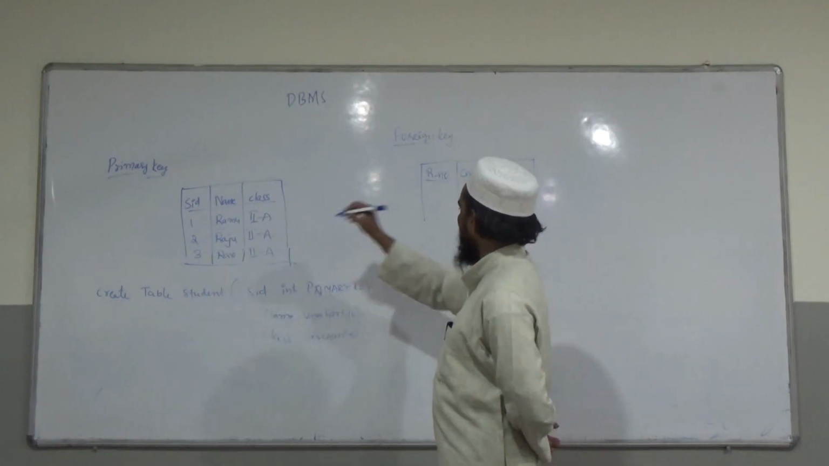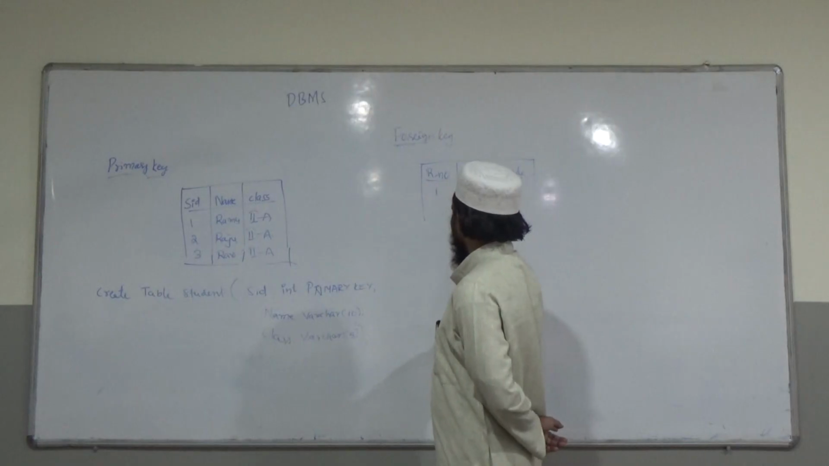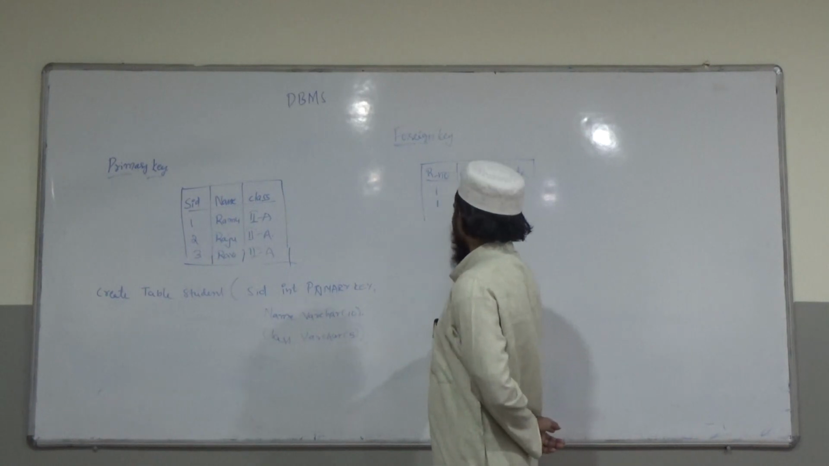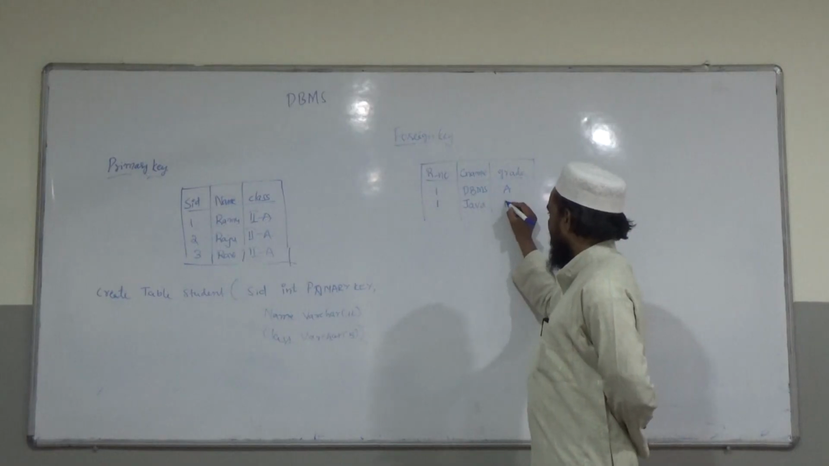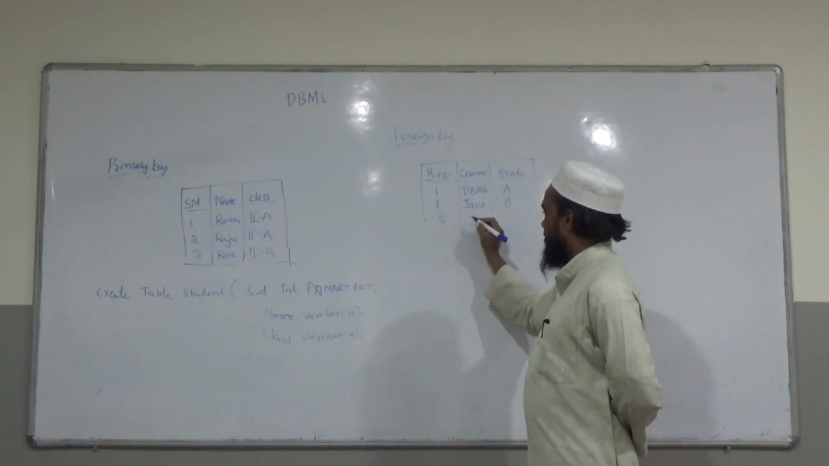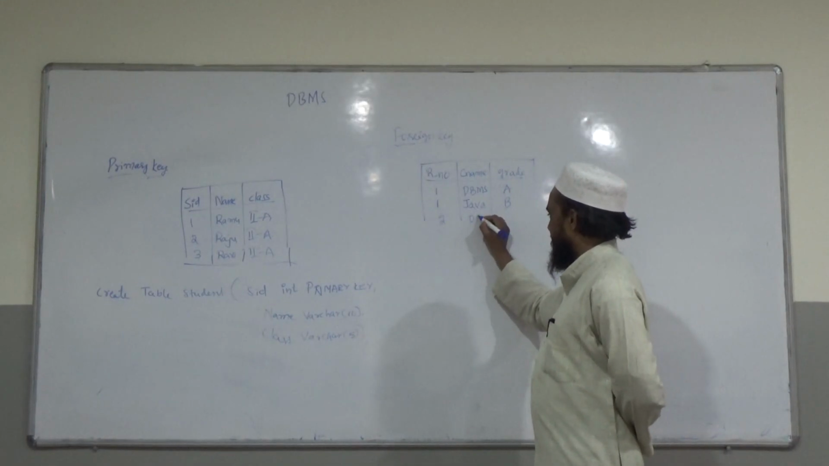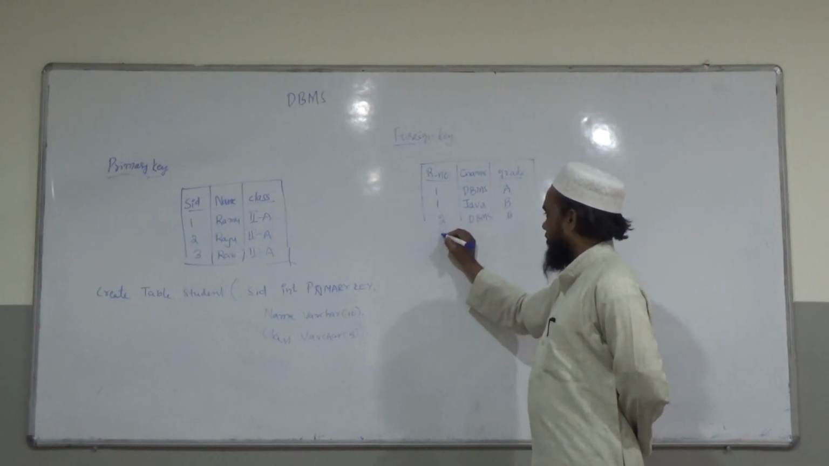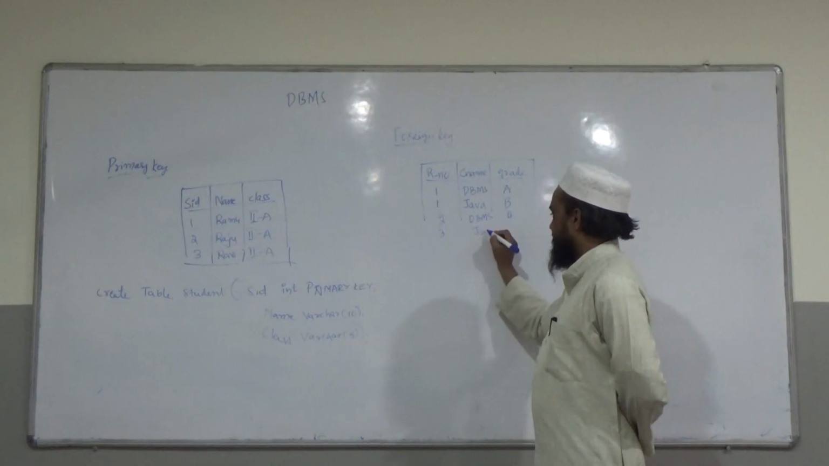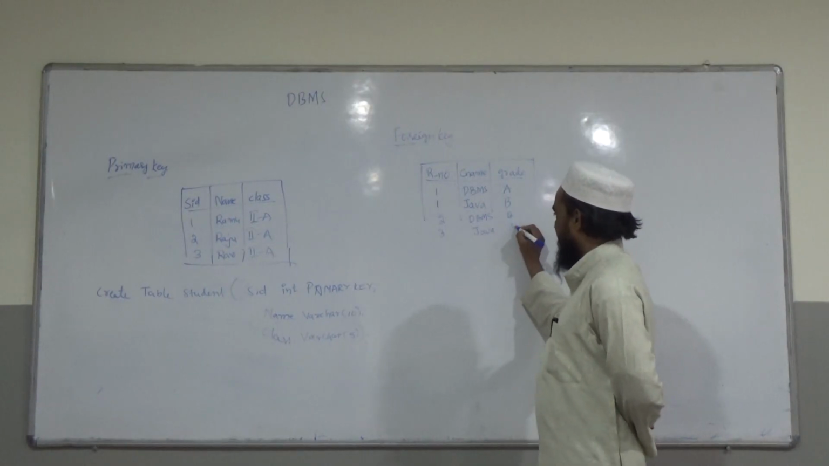For example, roll number 1 is registering into two courses, DBMS, and he got grade A. And roll number 1 also is registering into Java course and he got B grade. Roll number 2 is registering into DBMS course, he got B grade. Roll number 3 is registering into Java course, he got A grade.